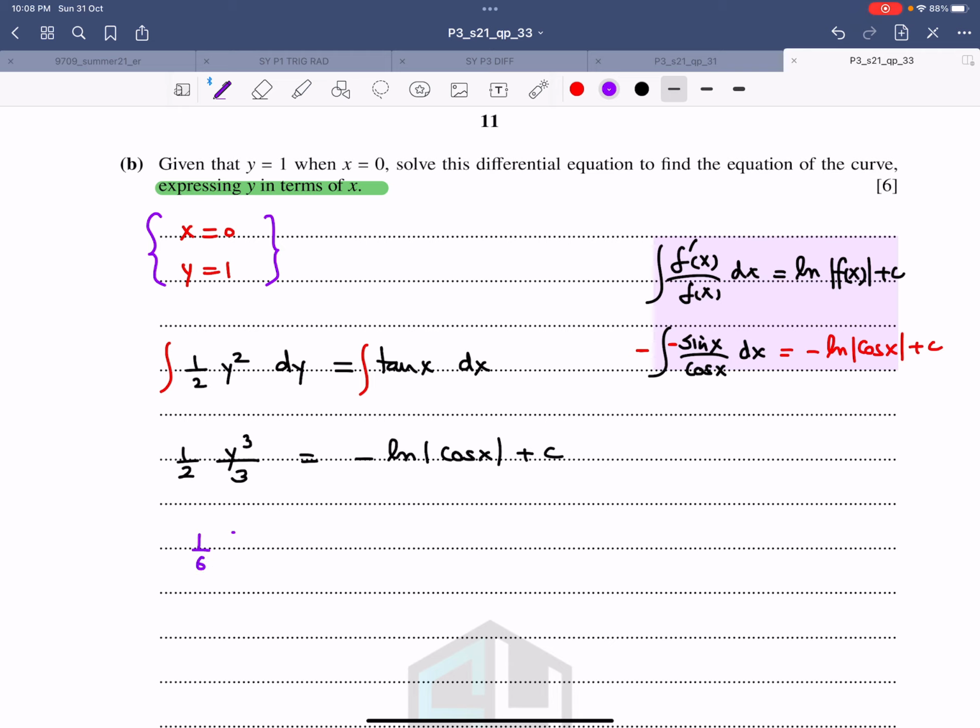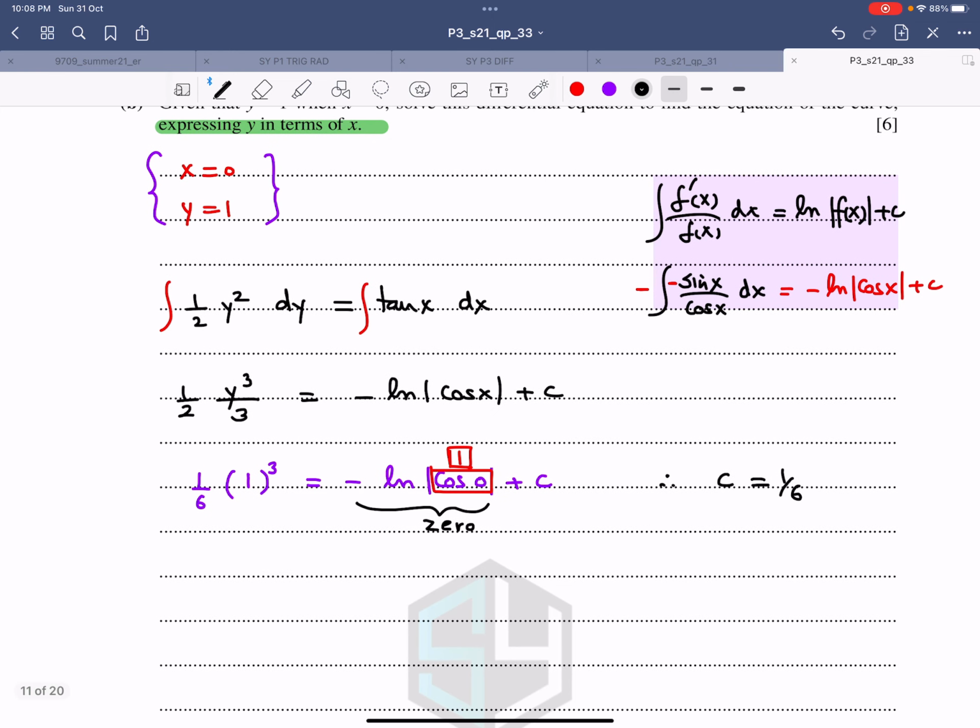So this is 1 over 6, 1 cube. That is negative ln cosine of 0. Of course, we are working in radians, plus C. We know that cosine of 0 is 1, and ln of 1 is 0. So basically, you are getting a 0. So therefore, the value of C comes out to be 1 over 6. Rewrite the equation again. 1 over 6 y cube is negative ln cosine x.